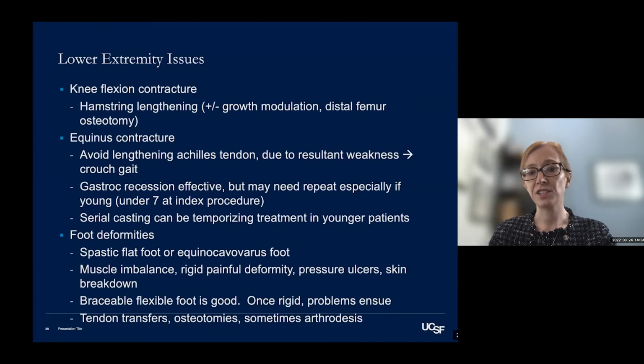We also treat a lot of foot deformities. So these can be a spastic flat foot or equinocavovarus foot, like a clubfoot position. Unfortunately, there's a lot of muscle imbalance around the foot, which can cause painful, rigid deformities. And these can lead to pressure ulcers and skin breakdown. So our goal here is a braceable, flexible foot. Once the foot becomes rigid, problems ensue, and the foot is not easily braceable anymore. We often do tendon transfers, osteotomies, and then if needed, arthrodesis or fusion if the foot is severely affected.